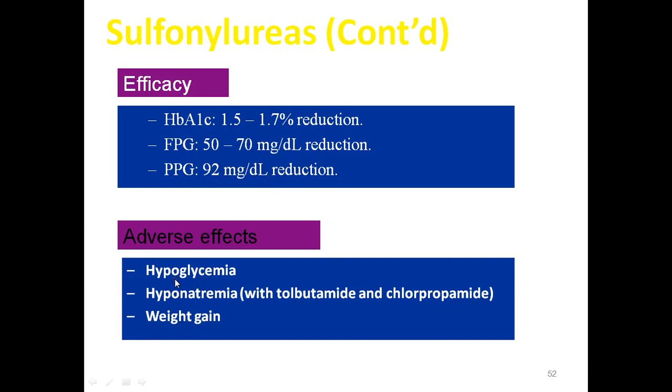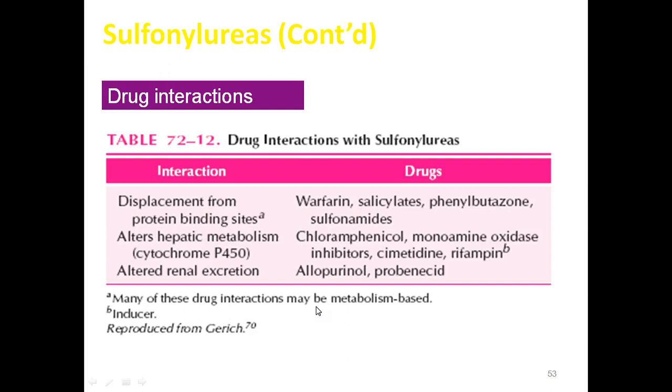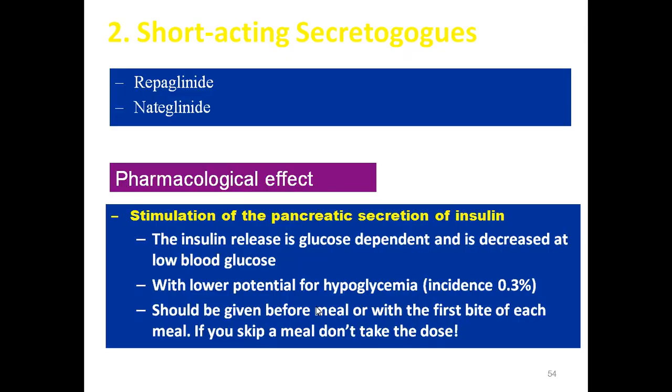The main adverse effect is hypoglycemia. That's very dangerous. In old age, most of the patients we have seen coming with hypoglycemia because of this. And then there is a problem of weight gain with this drug. Hyponatremia with tolbutamide and chlorpropamide has been seen. There are also several interactions with warfarin, salicylates, chloramphenicol, allopurinol, and probenecid.